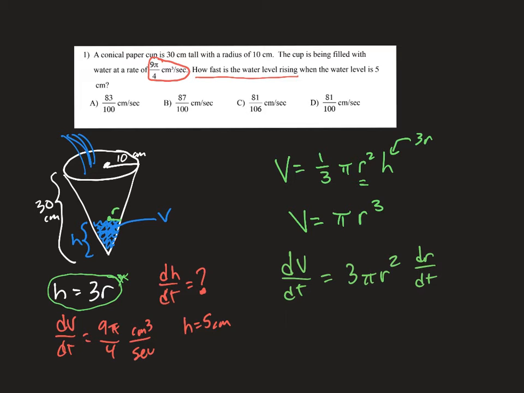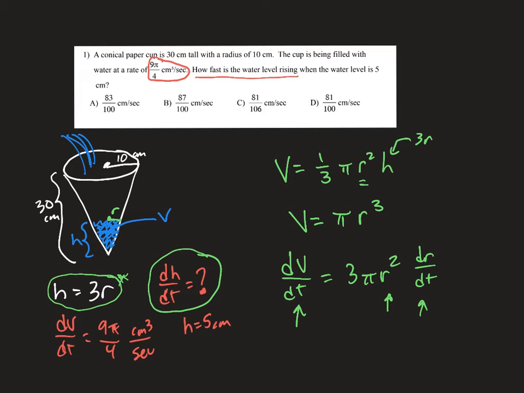Now, this is good news. I've got my derivative written out here. All I need to do is plug in numbers for dV dt, r, and dr dt. Let's see, what's going on here? Ooh, I made a huge mistake.